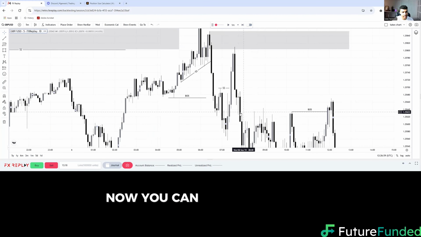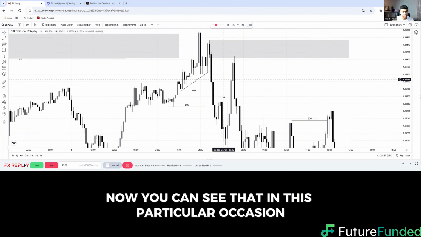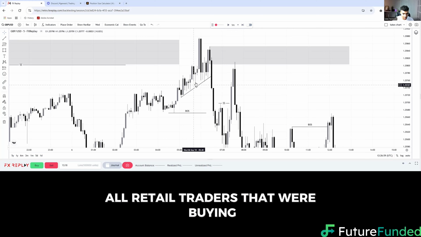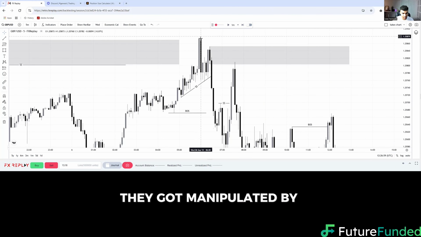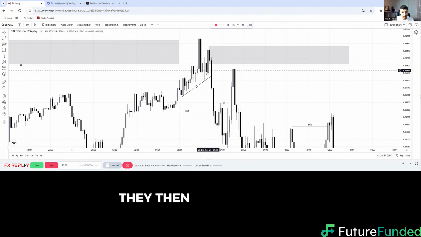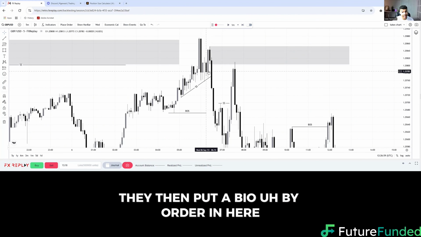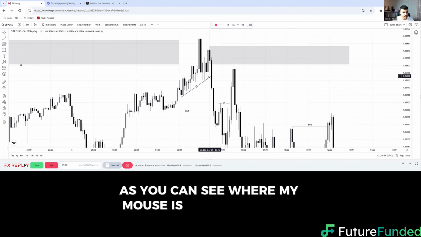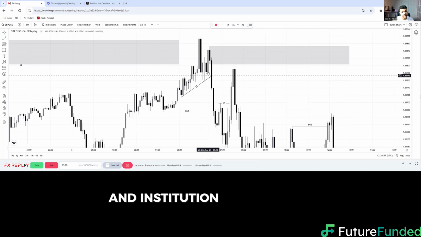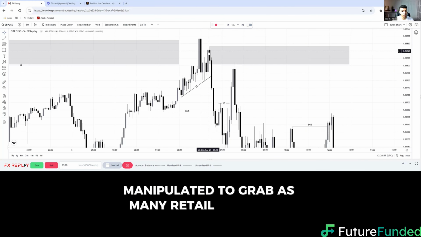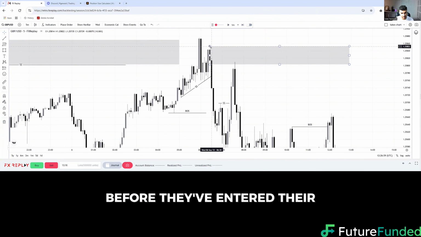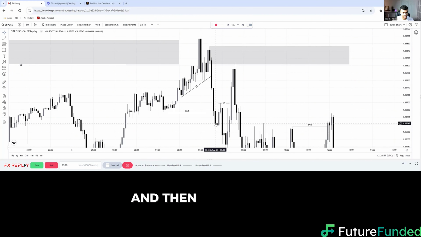Now you can see that in this particular occasion, all retail traders that were buying here have now all been taken out of the market. They got manipulated by price going up. They then put a buy order in here, as you can see where my mouse is, to go up to the upside. And the institution has stepped in, manipulated to grab as many retail buyers as possible before they've entered their real move. And then away we go.